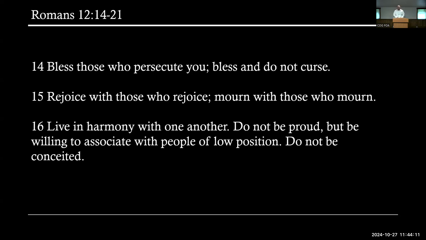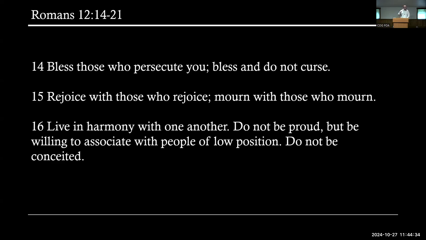In Romans chapter 12, verses 14 through 21, it says, bless those who persecute you, bless and do not curse. Rejoice with those who rejoice, mourn with those who mourn. Live in harmony with one another. Do not be proud, but be willing to associate with people of low position. Do not be conceited.